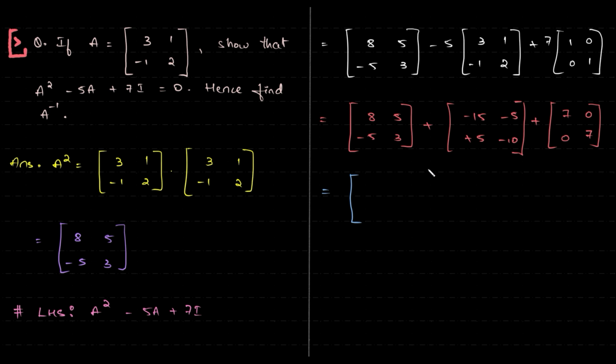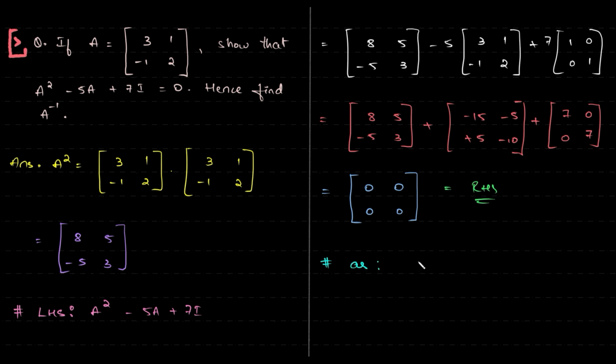Now 15, 0, 0, you have to get 0. There is no other possibility. 0 and 0. If you don't get 0, then you have done something wrong. That's equal to our RHS. Okay, we proved it. So we have to figure out A inverse.